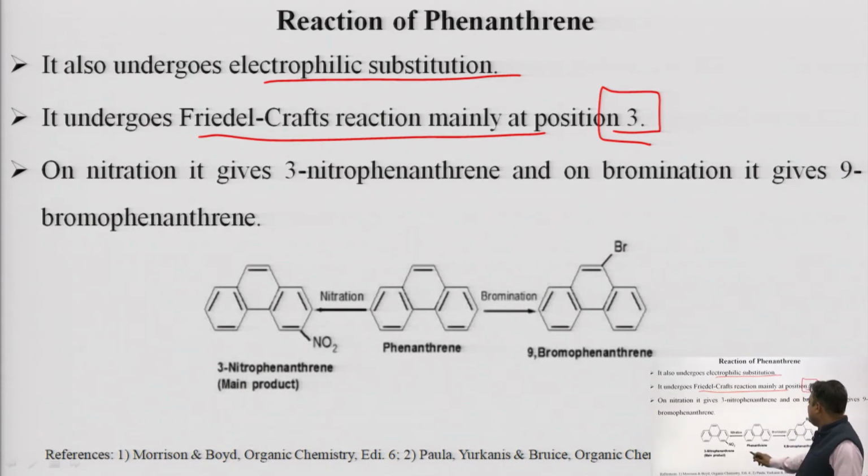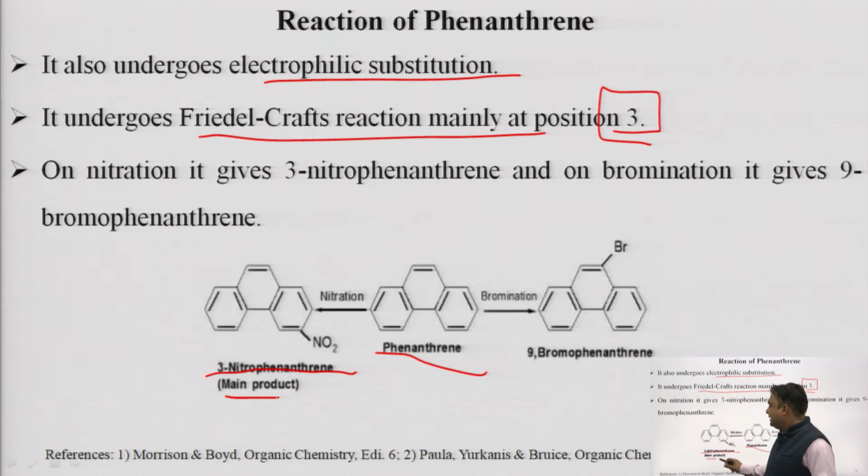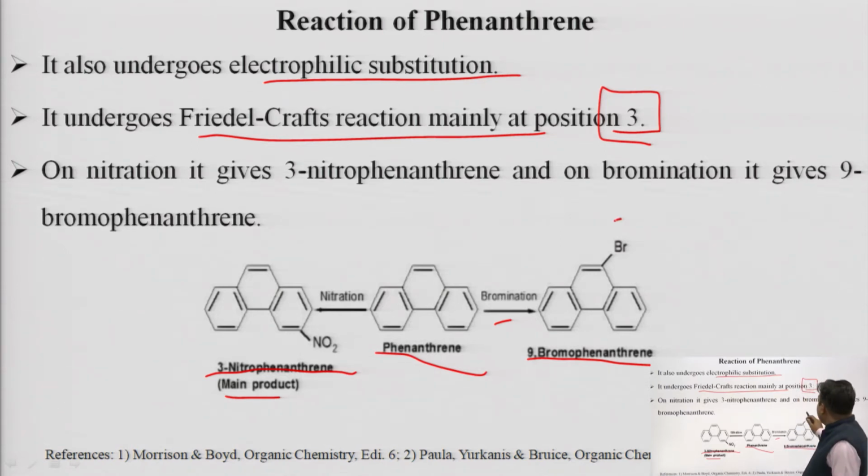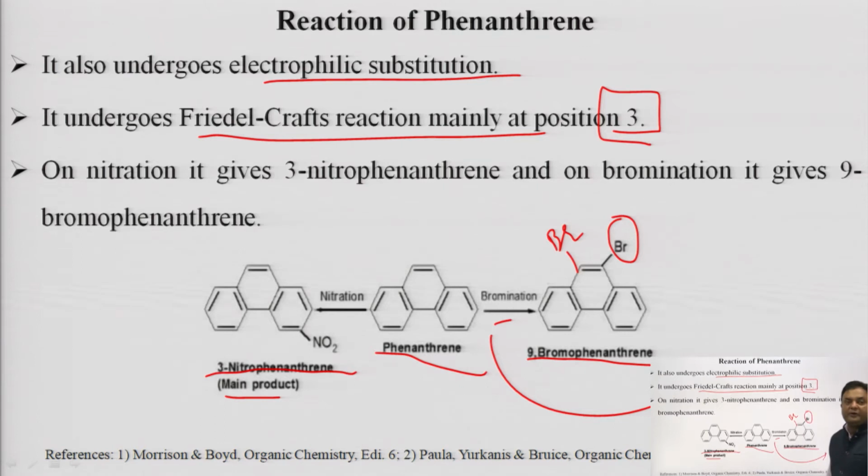Here is the reaction. Nitration takes place in the presence of HNO3 and acetic anhydride, and we get 3-nitrophenanthrene as the main product. Other substituted products are also possible, but based on stability, the 3-substituted nitro product is more stable, so it will be the major product. On bromination we get the 9-substituted phenanthrene. The mono-bromo substituted phenanthrene is formed, and if we raise the temperature we can also substitute the 10th position, and we get dibromophenanthrene as a product.